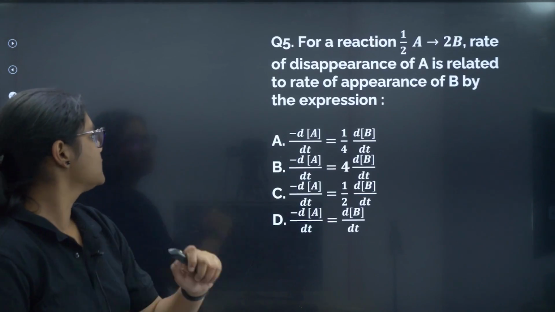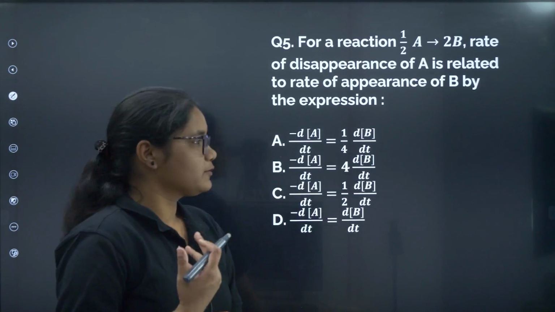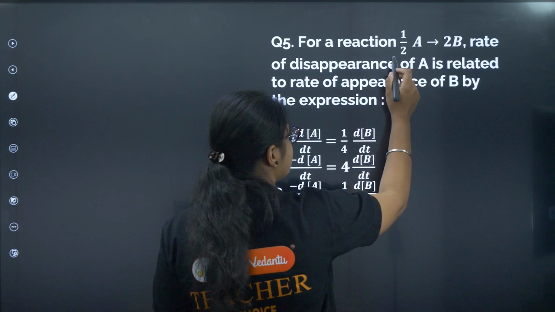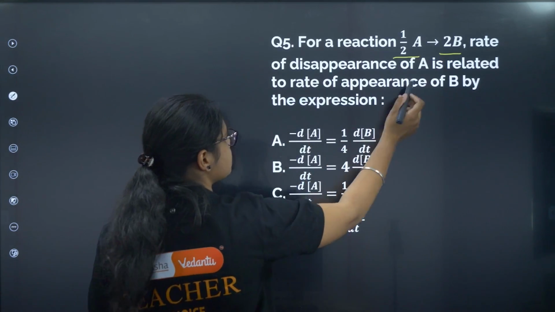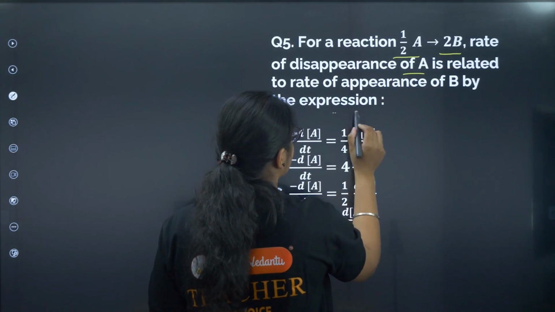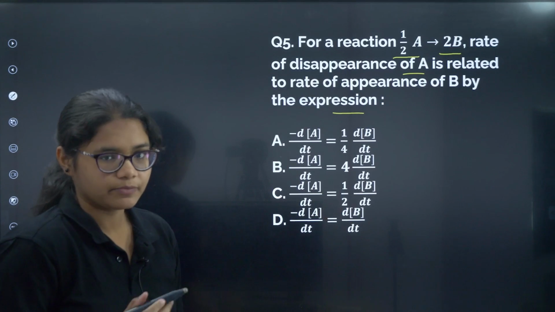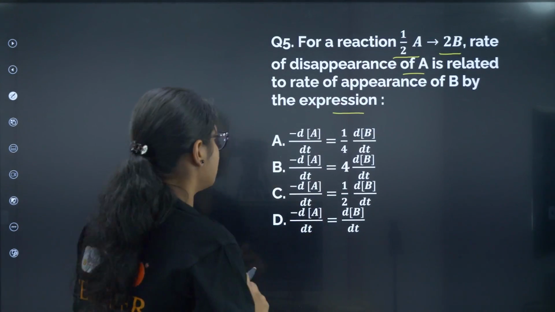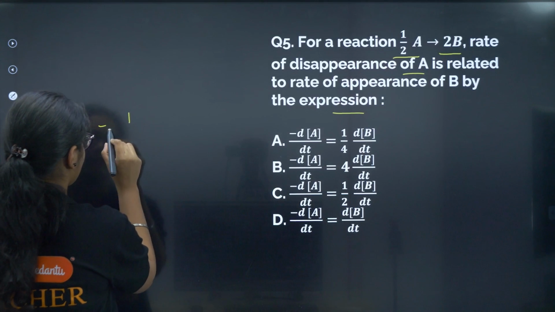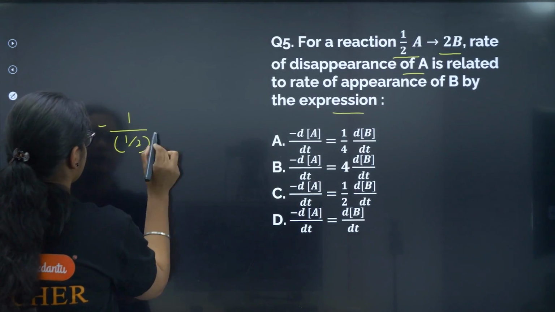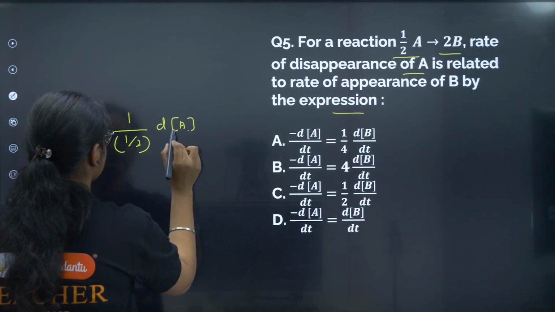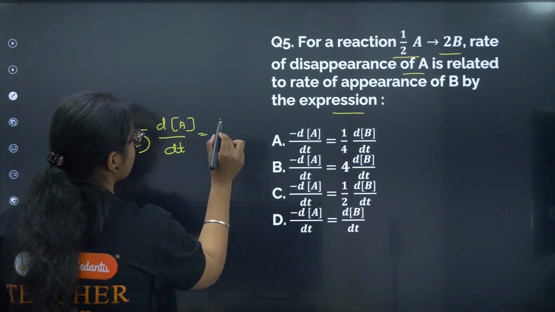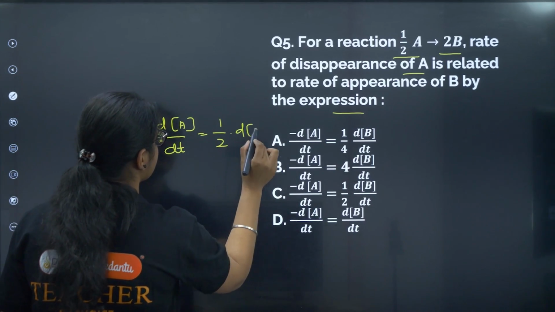Okay. Next. Again a differential rate question. For the reaction 1 by 2A gives 2B, the rate of disappearance of A is related to the rate of appearance of B by the expression. Here the question is a little tricky because it is 1 by 2. Okay, so what I have to do is minus of 1 by 2 dA by dt will be equal to 1 by 2 of dB by dt.